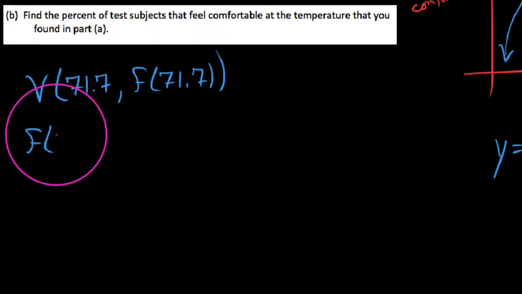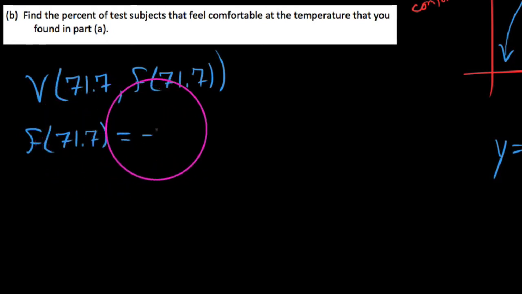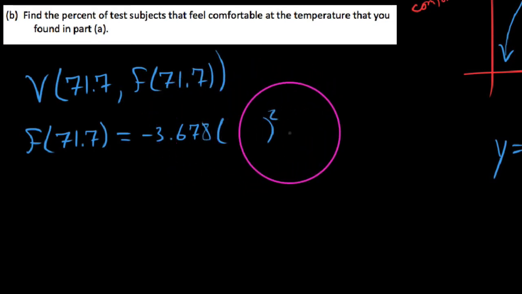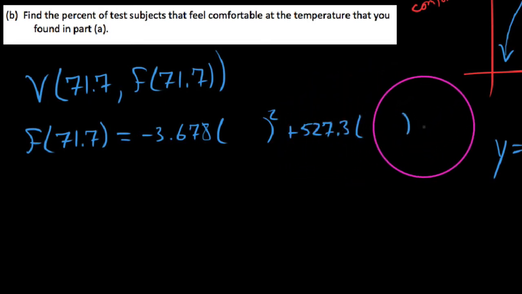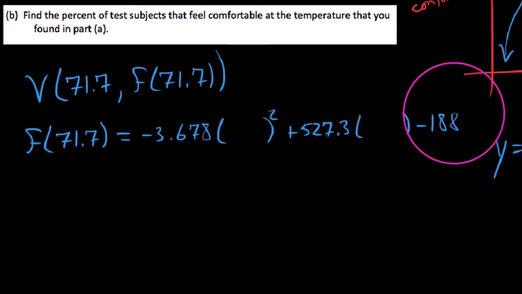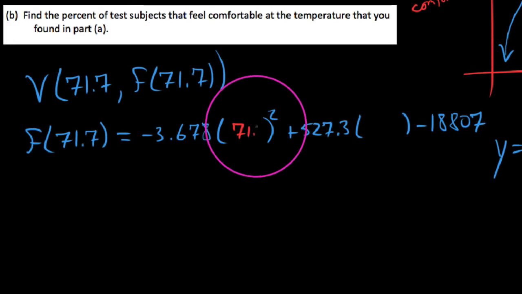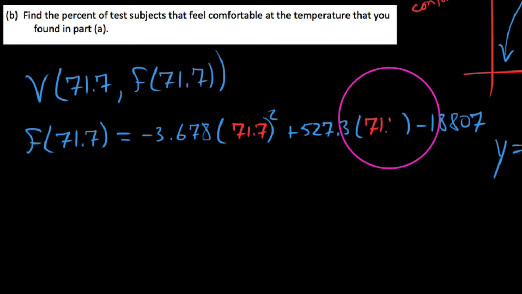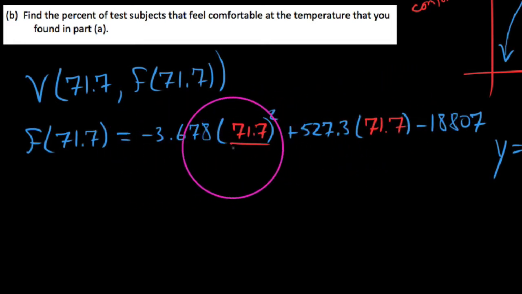So we'd say f of, or the y value when x is 71.7 would be this: negative 3.678 times blank squared plus 527.3 times this to the first, minus 18807. So here's our function. We actually do have to plug in 71.7 in each of these instances. And so we're going to have to do this in pieces, because I don't have a graphing calculator in front of me. But essentially, we're going to start with the order of operations, start with our exponent.